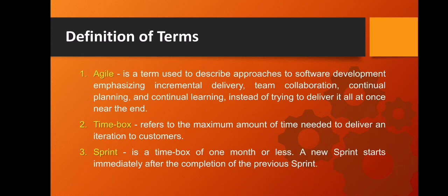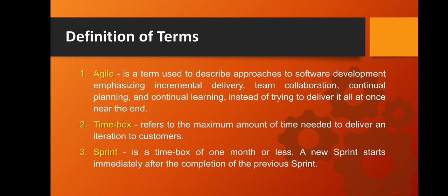First term is Agile. Agile is a term used to describe approaches to software development emphasizing incremental delivery, team collaboration, continual planning, and continual learning instead of trying to deliver it all at once near the end.